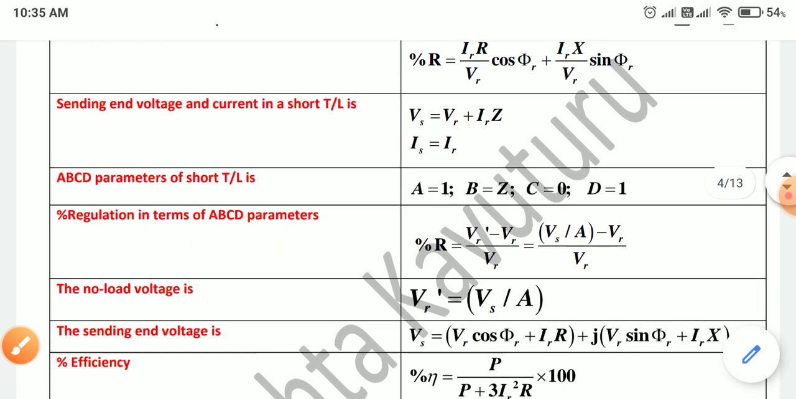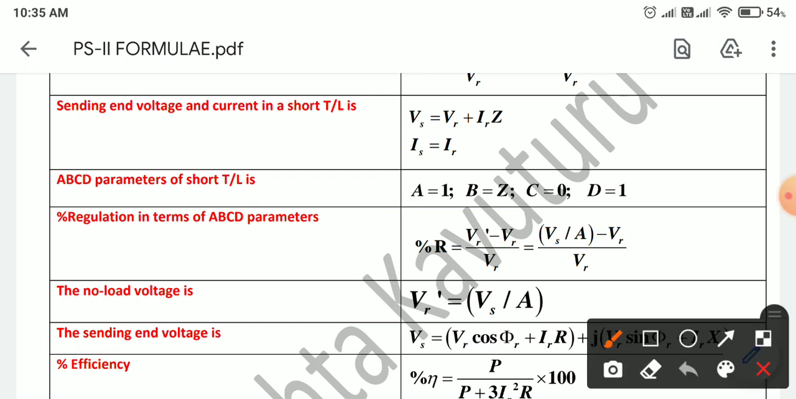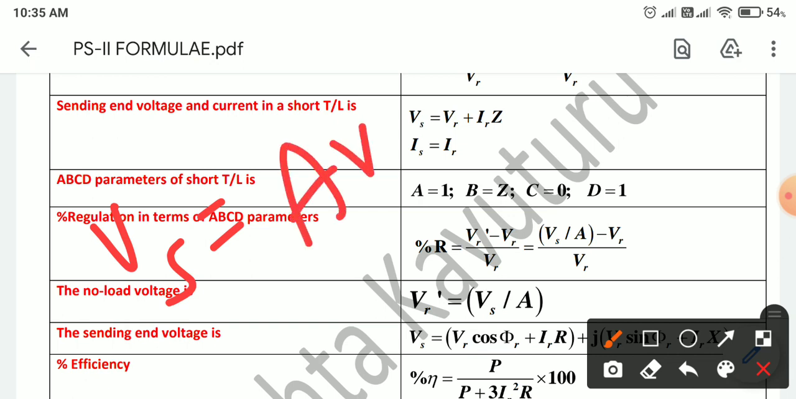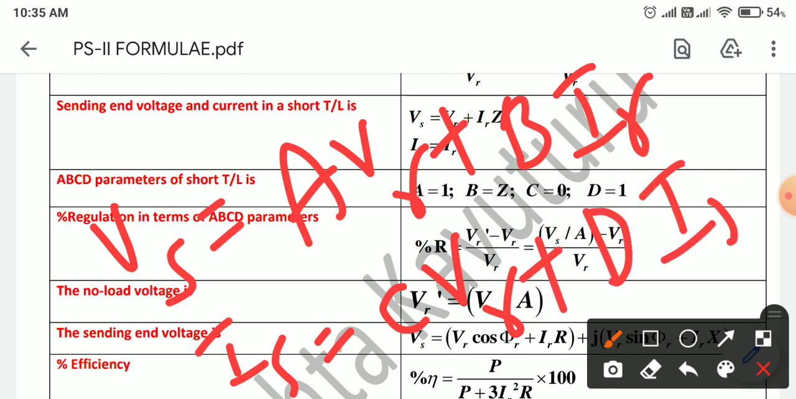Next, ABCD parameters of the short transmission line, that is an important calculation here. From the standard formula, Vs is equal to A VR plus B IR, and Is is equal to C VR plus D IR. This is the standard representation of ABCD parameters.